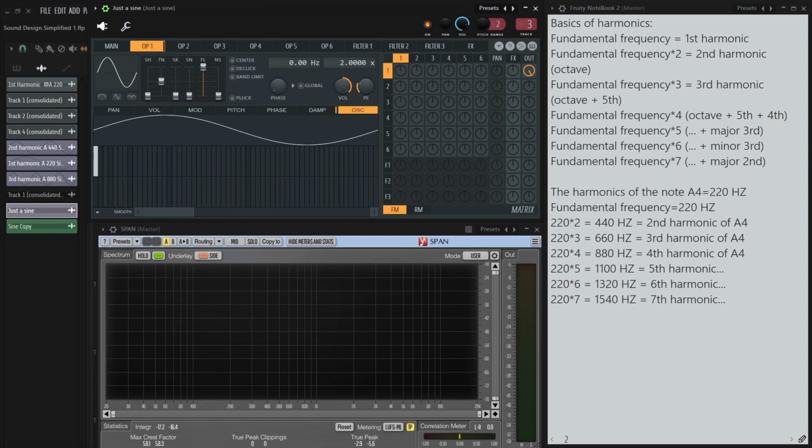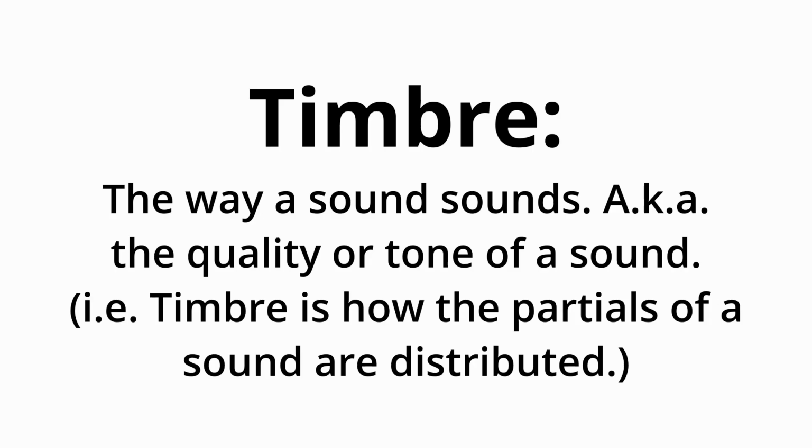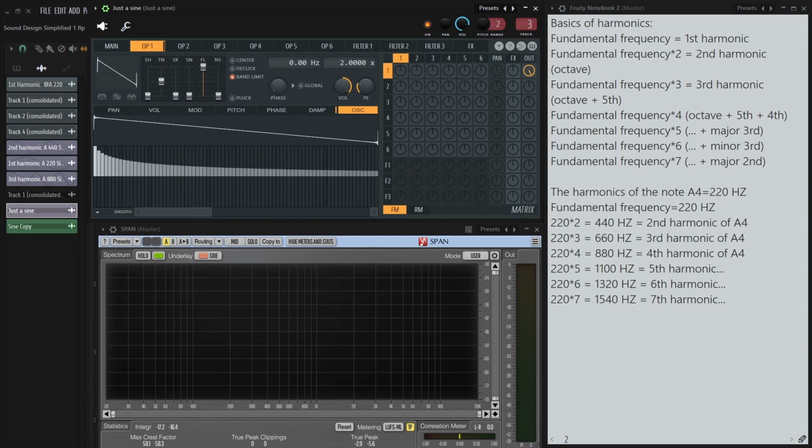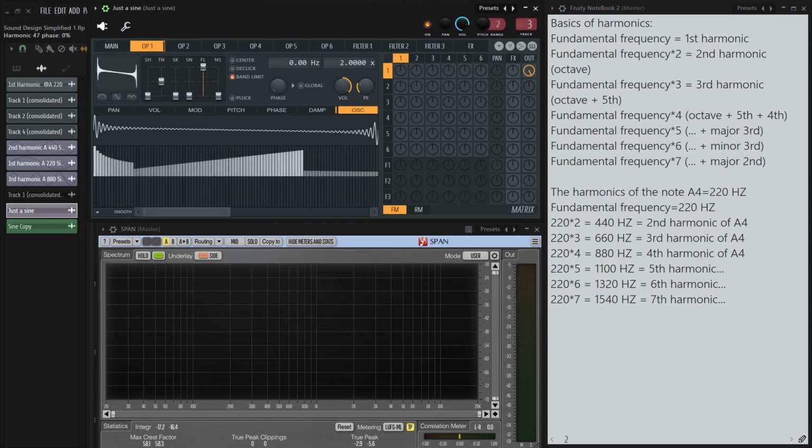Now that we know about the Fourier series, harmonic series, and so on, let's get into timbre. The timbre of a sound is how the partials of that sound are distributed. You can think of timbre as the identity of a sound. This distribution of partials defines this saw wave. So if I mess with this distribution, I'm messing with the timbre of the saw wave itself. So if I do that, I kind of ruin the sound a bit.